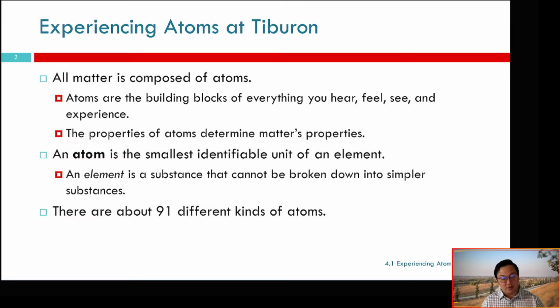There are lots of elements at the bottom of the periodic table that have been man-made, like with the Large Hadron Collider, so particle colliders, or doing nuclear chemistry. But there are 91 that occur naturally.